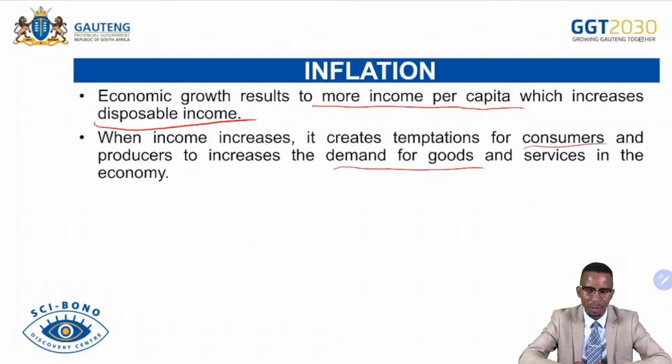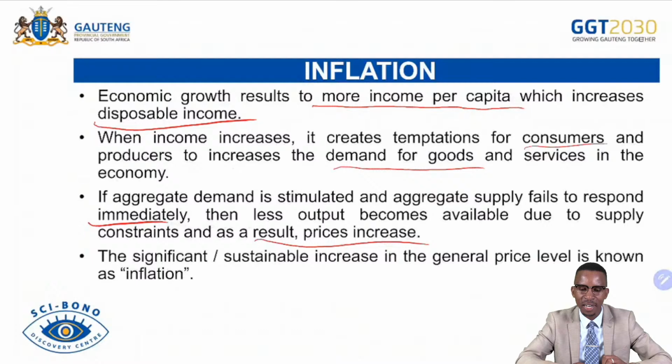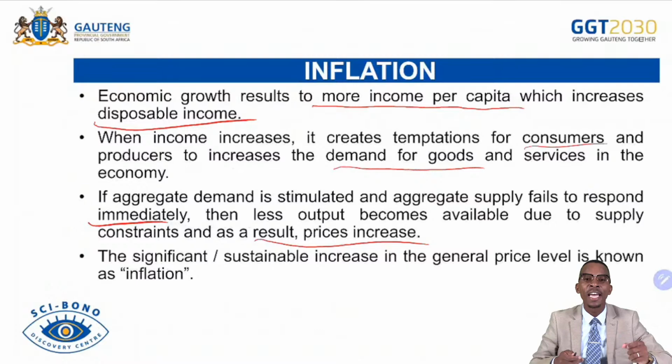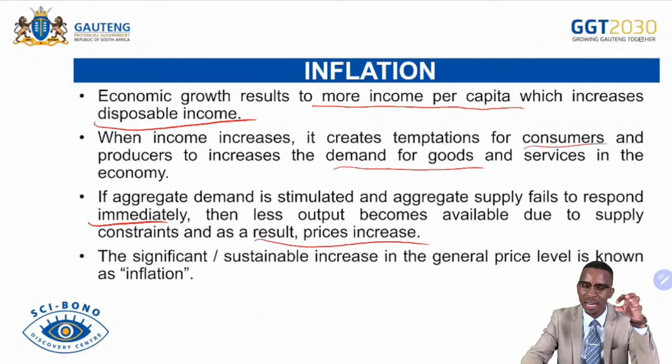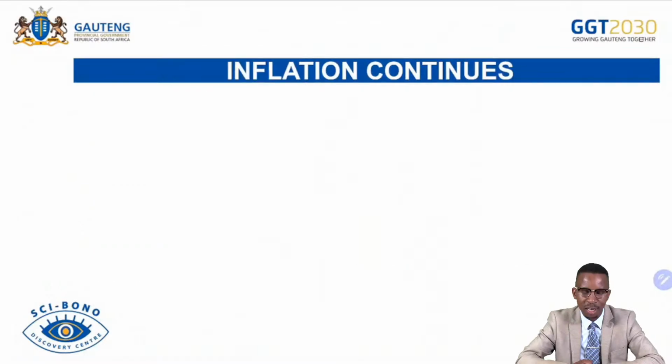And then, if aggregate demand is stimulated and aggregate supply fails to respond immediately, as there's more disposable income, people are always tempted to spend. They will be demanding more goods and services, and in case the supply fails to respond, it becomes fixed and inflexible. Then it won't respond to the demand. That will lead to an increase in price, and if those prices are increasing sustainably or significantly, that will be regarded as inflation. And then we'll continue.